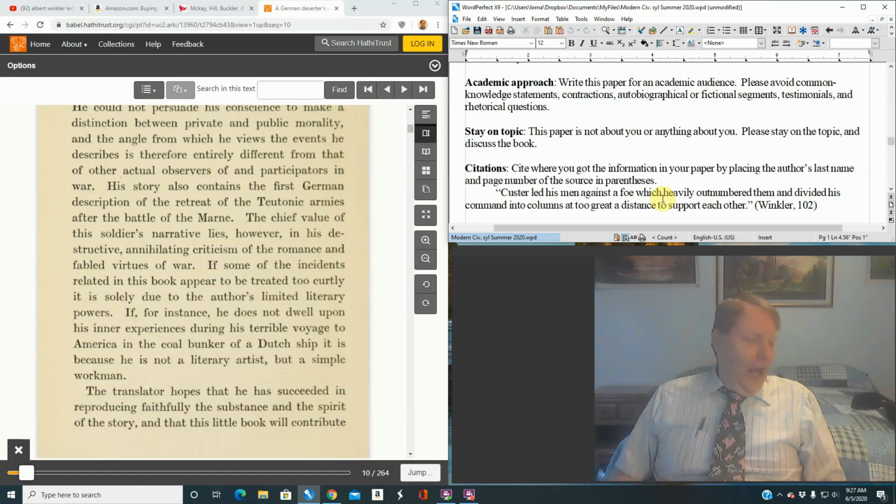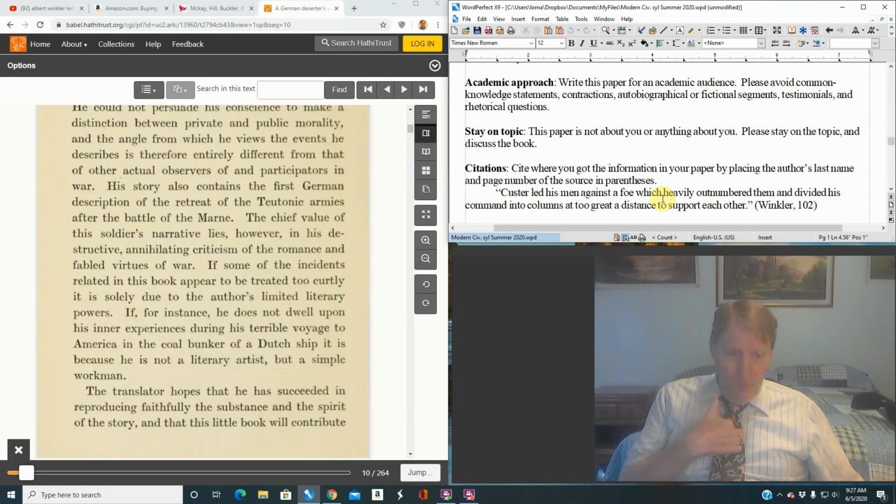And then I'll have a quote in the book from Nicholson. Well, this is a quote from Winkler, me. Yes, I've done a lot of work on the Little Bighorn. "Custer led his men against the foe, which heavily outnumbered them, and divided his command into columns at too great a distance to support each other." Obviously, my argument is that Custer made some errors in judgment when he attacked the Indian village.